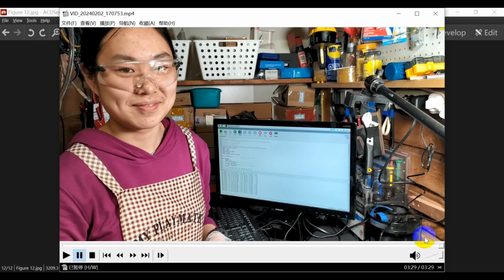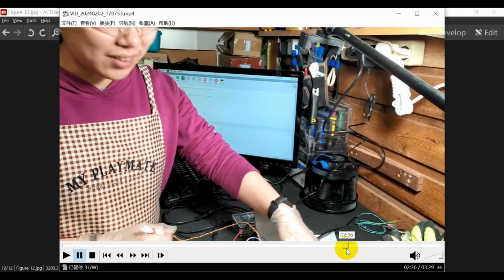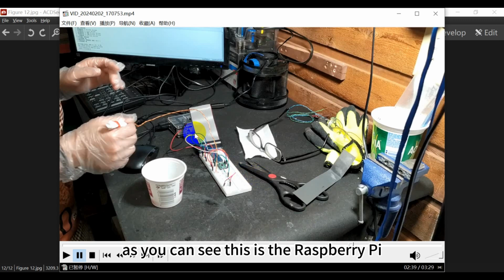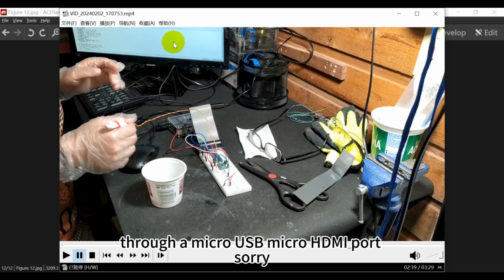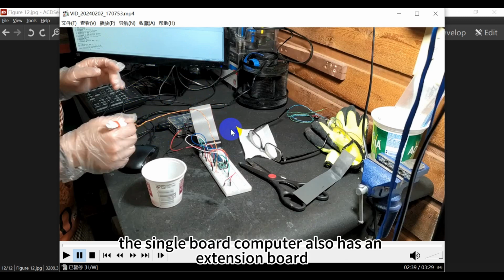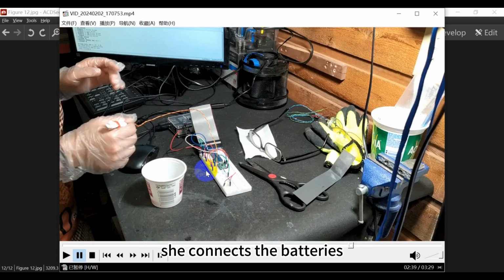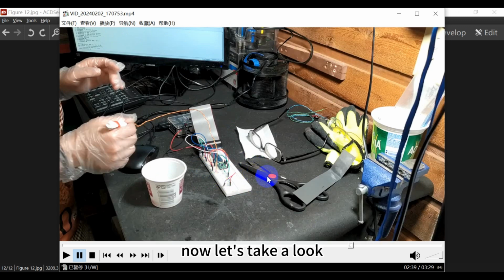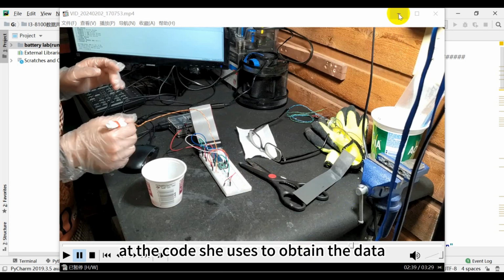Okay, now as you can see, this is the Raspberry Pi that is connected to a PC through a micro HDMI port, sorry. The single board computer also has an extension board. She connects the batteries to close the circuit and uses the input pins to measure the voltage. Now let's take a look at the code she uses to obtain the data.